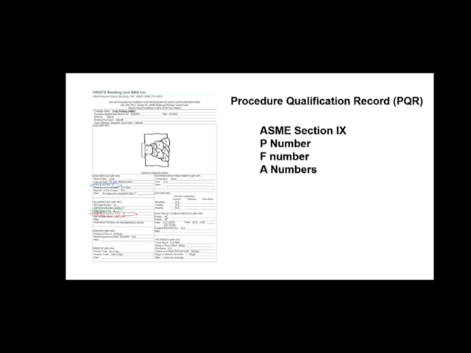If we were doing something that was aluminum or titanium or a non-ferrous metal, we wouldn't have an A number. We could leave that blank, put none or not applicable. So here's what a general run-of-the-mill PQR looks like. And there's the three variables that we're going to be talking about today.